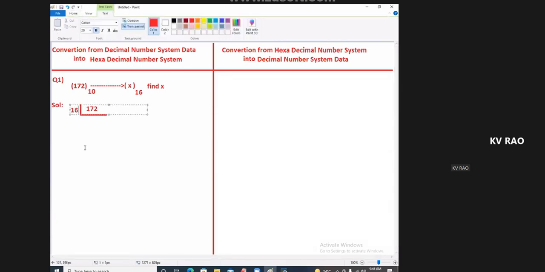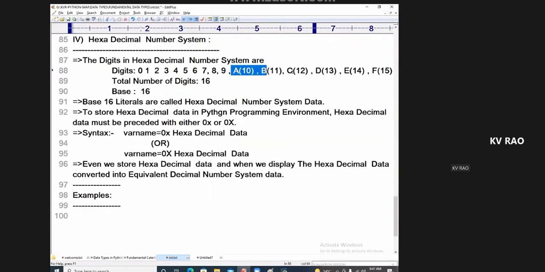As usual, same process: 16 tens are 160. Left out is 12. 12's equivalent you already know, it is C. I already mentioned in my example: A, B, C. 12 is nothing but C. There you need to take out C.